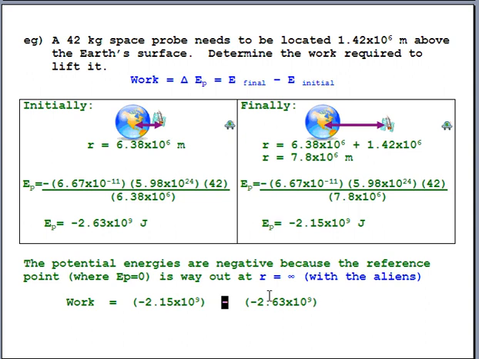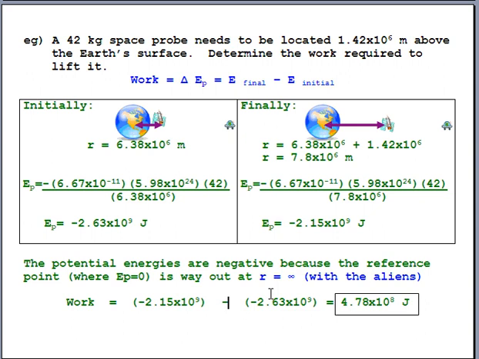There are a lot of negatives here, so you want to be careful. But if you are, you can come up with this great value for how much work it would be to lift that space probe up. 4.78 times 10 to the 8 joules. It's a lot. It's very, very expensive in an energy sense to get into space.